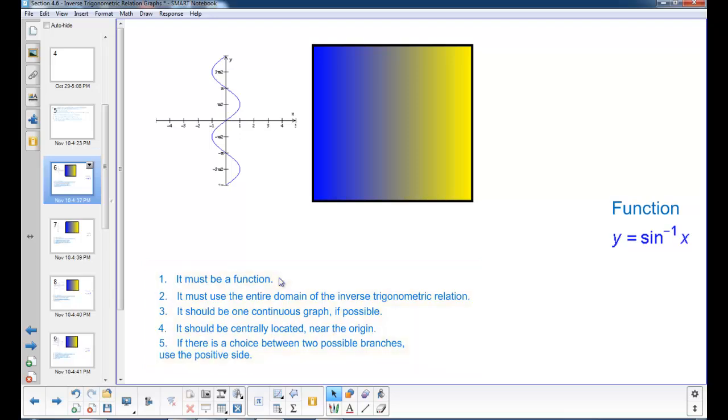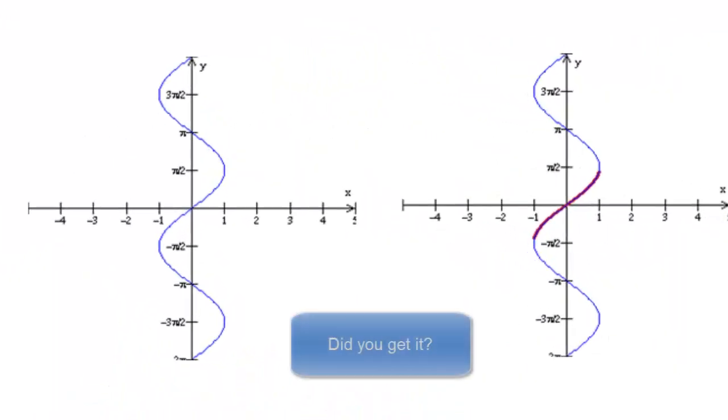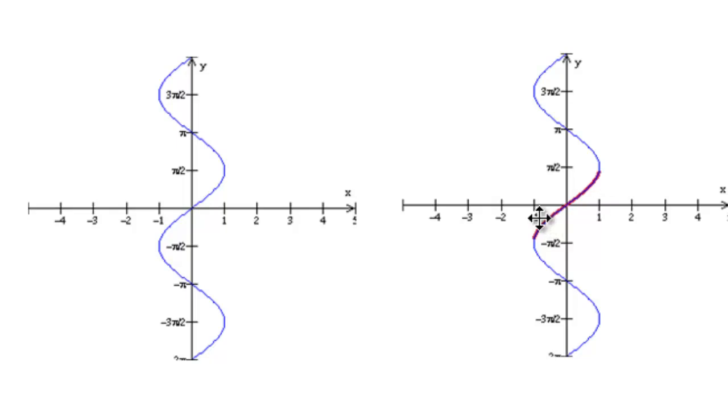Take a moment and see if you can determine the principal branch of the arc sine. Here you can see it highlighted in purple. The range of this function is going to go from -π/2 to π/2, covering the entire domain, centrally located, and continuous. Let's take a look at the arc cosine.